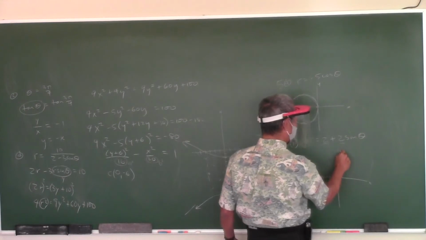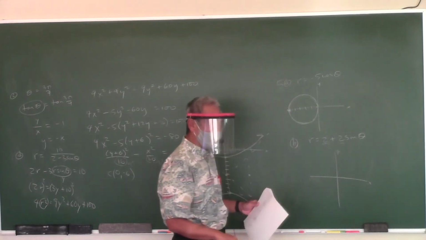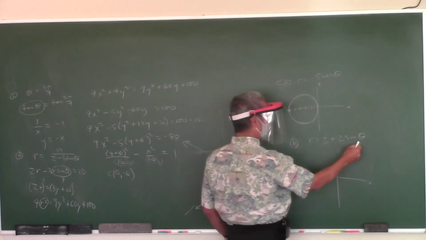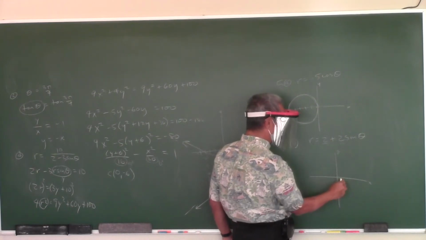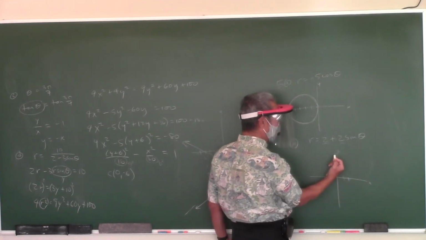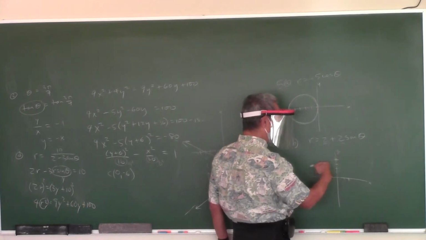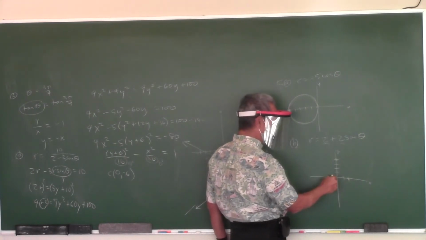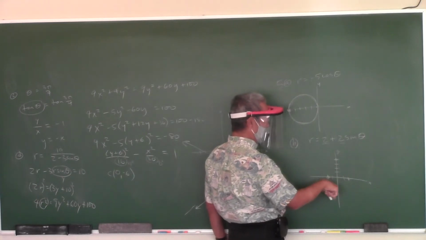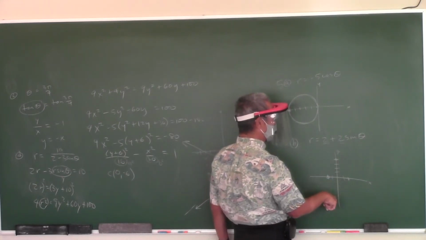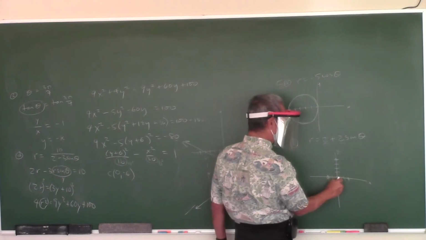Anyway, to graph any of the limaçons, just plot the 4 quadrantal angles. So if you plug in 0, you get 2 plus 0, which is 2. Plug in pi over 2, so you get 2 plus 2 is 4. Plug in pi, sine of pi is 0, so you get 2. And then if you plug in 3 pi over 2, you get 2 minus 2, which is 0.